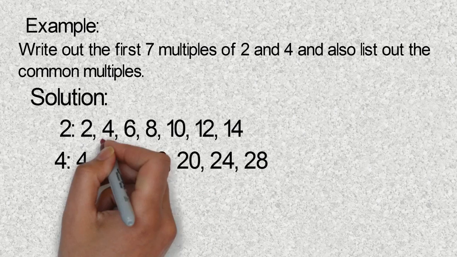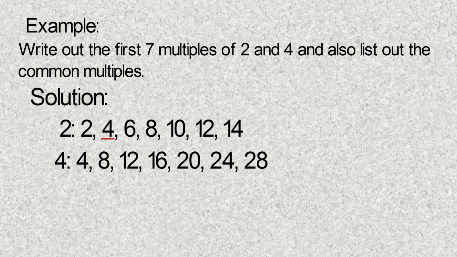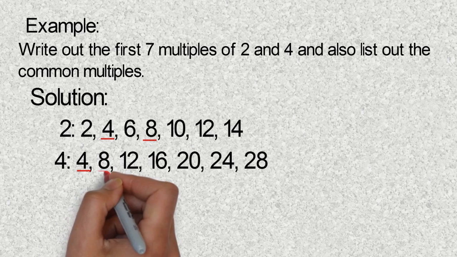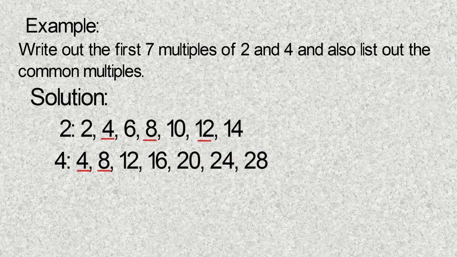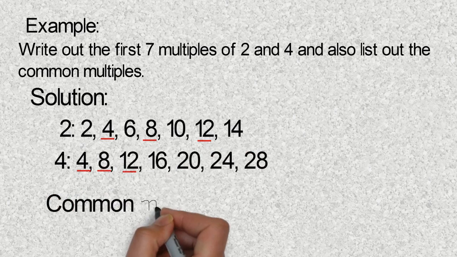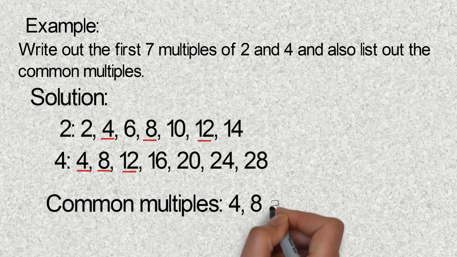So we have gotten the first 7 multiples of both numbers. So let's now check out the common multiples. If you check, you can see that 4 is common in both. Can you see? 8 is also common in both. Can you see? And 12 is also common in both. So we have the common multiples to be 4, 8, and 12.